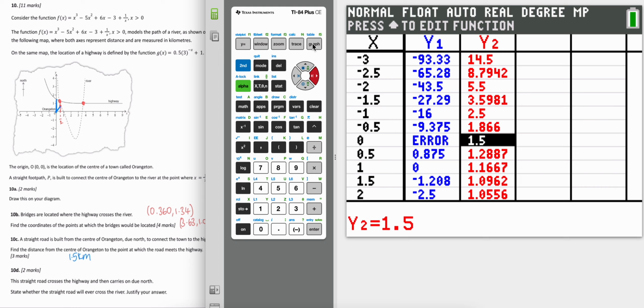And then part D says that the straight road crosses the highway, and then it carries on north. So it carries on up here, and it wants to know, will it ever cross the river? And you can actually see here in the table of values that there's an error that tells us that there is an asymptote at x equals 0 for the river. So no, it won't ever cross, and that's because the river has an asymptote, or will never meet x equals 0. So they'll never meet each other because there's an asymptote there for the river.